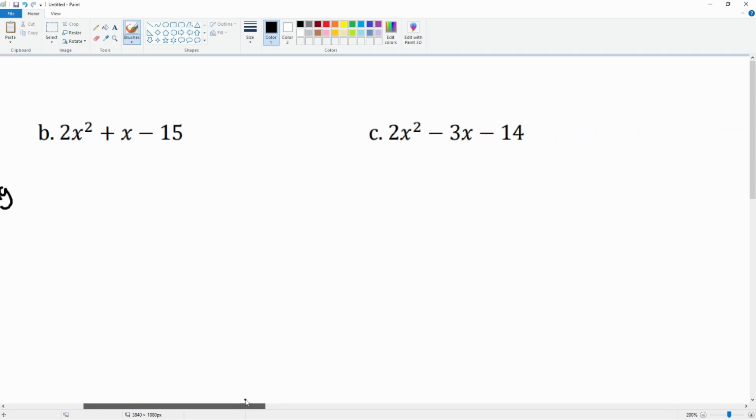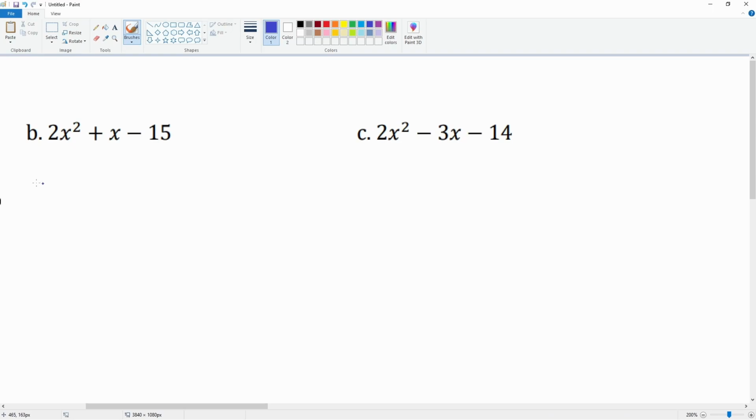All right, let's do B. Let's do our setup, our dashes. 2 times negative 15 is negative 30. So we're going to find two numbers that multiply to make negative 30. Then we have the middle number here. There's technically a 1 in front of the x. That is the B term. So we're going to find two numbers that add up to 1.